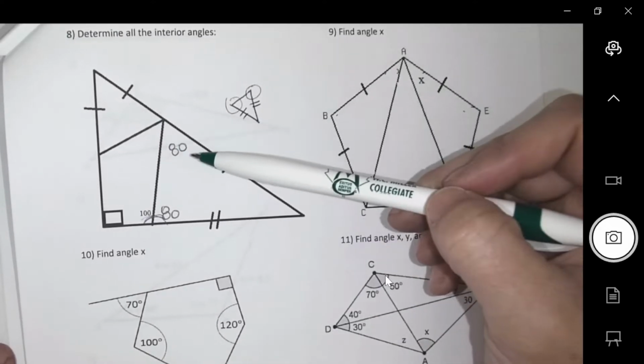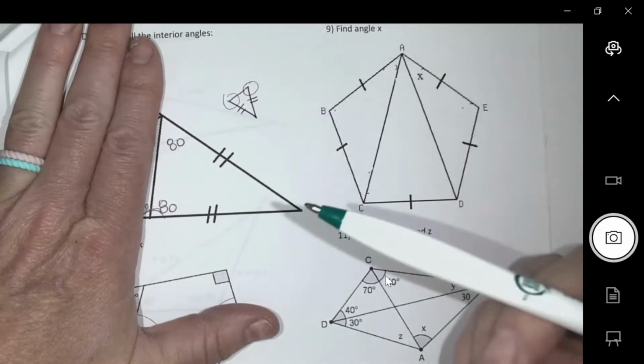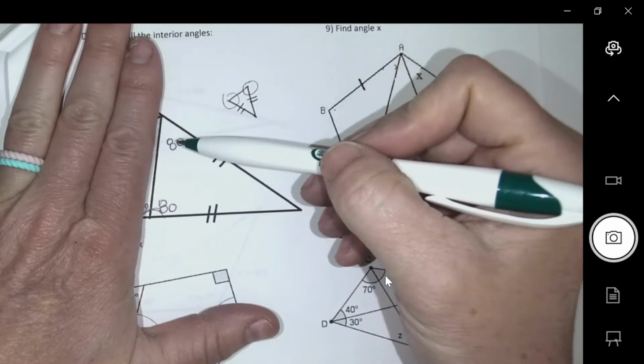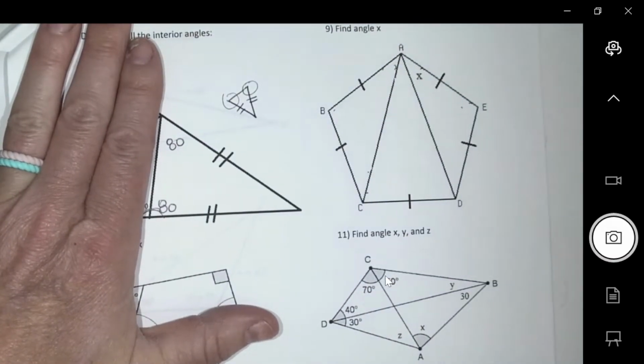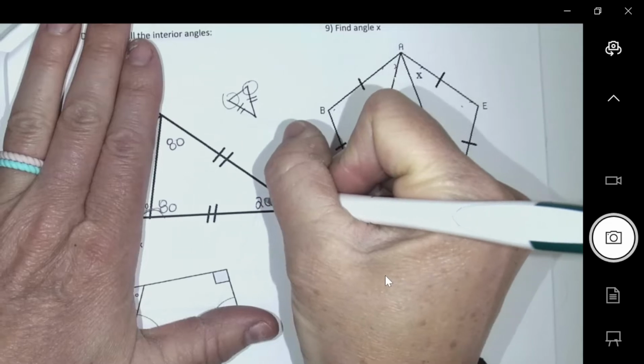Okay, so now I'm going to go like this, just this triangle. I'm going to get this last corner. So 80, 80. I'm up to 160. That means I need what left? 20.